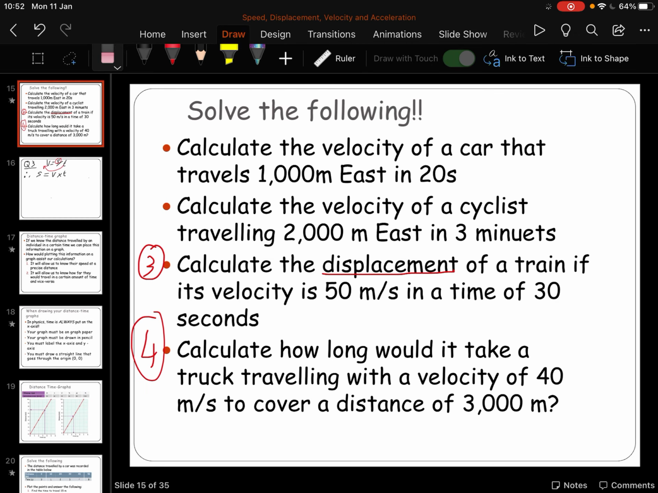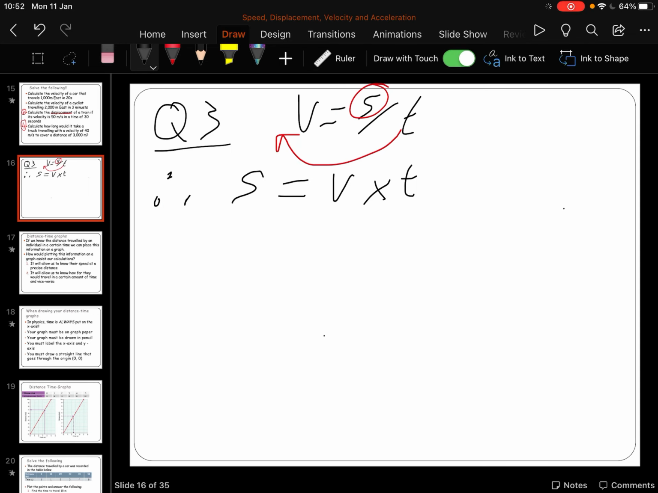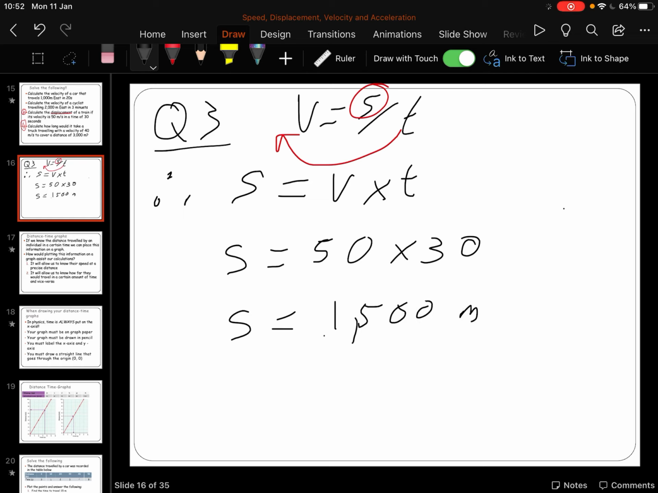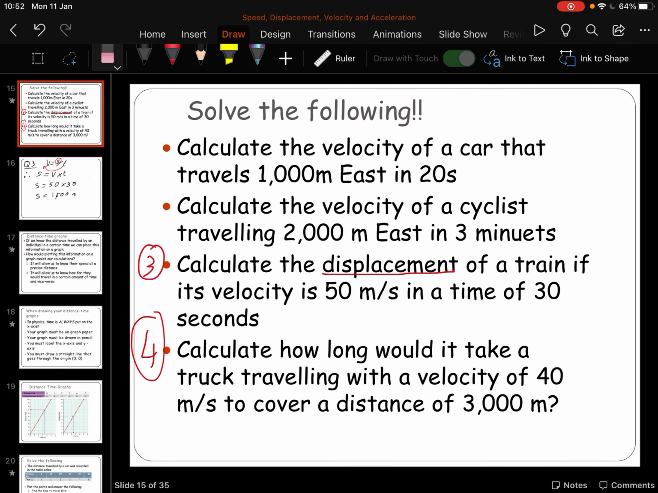Now, let's go back to the question. The question said the velocity is 50 and the time is 30. So S equals 50 multiplied by 30. That just becomes calculator work, or you can do it in your head as well. 3 times 5 is 15, and then you have a 0 here and a 0 here. So it means you have to put in the 2 zeros. So 1,500 meters.